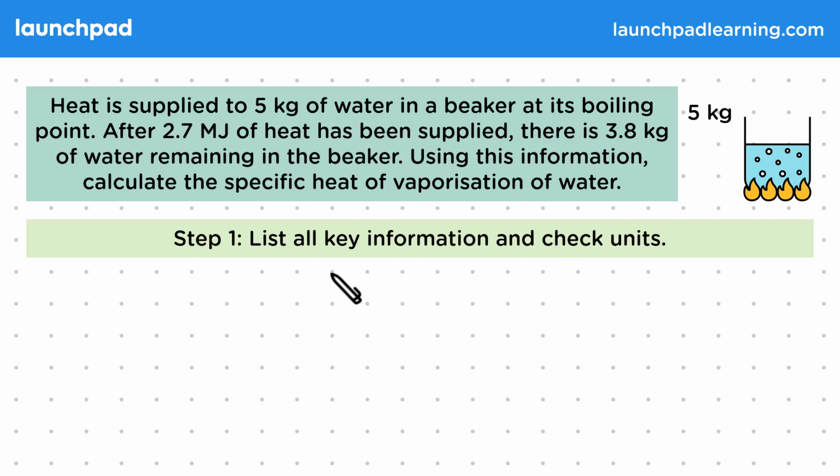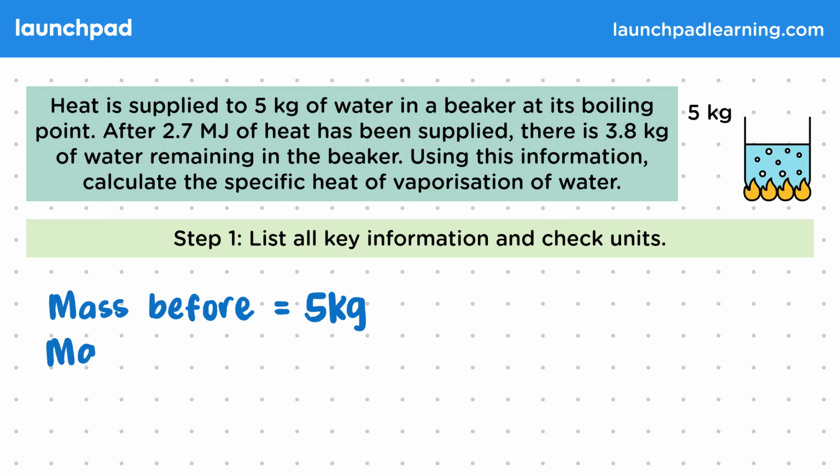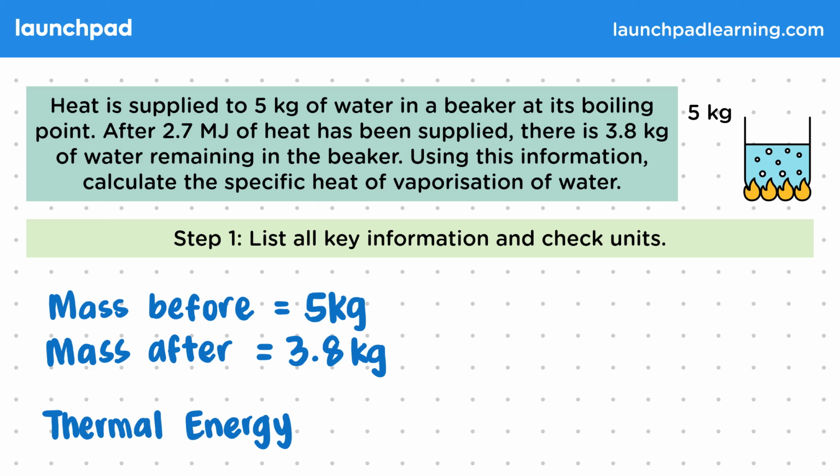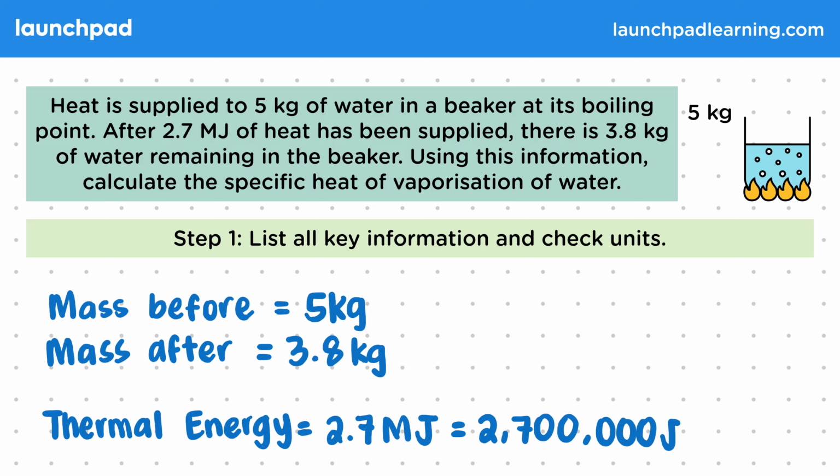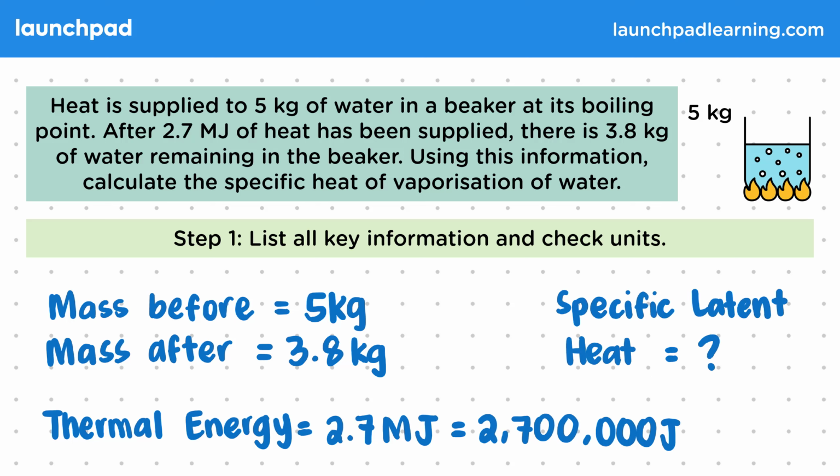So for the first step, let's list all key information and check the units. The mass before is given to be 5 kilograms, and the mass after is given to be 3.8 kilograms. The thermal energy is given to be 2.7 megajoules. Now we need to convert this to match the units in the equation. So that is 2,700,000 joules. And we want to calculate the specific latent heat.